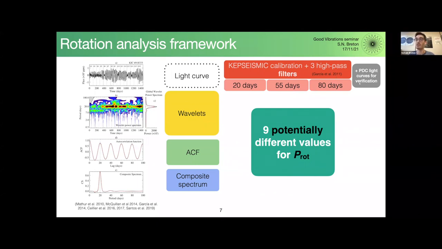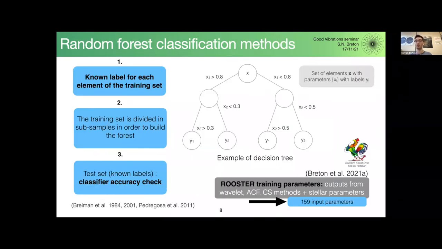And the NASA PDC light curves are also used for verification. So using 3 calibrations with 3 high-pass filters and 3 methods yielding a rotation period, you get in the end 9 potentially different values for the period. So you will have to choose between the methods. First, you will have to assess that you have a rotation signal, and then you will have to select the right rotation period. So how can we do it with machine learning?